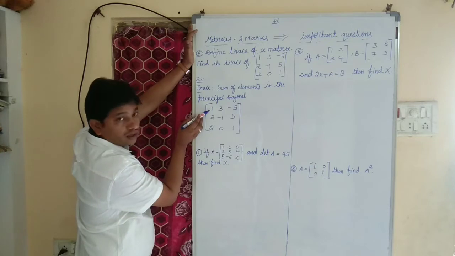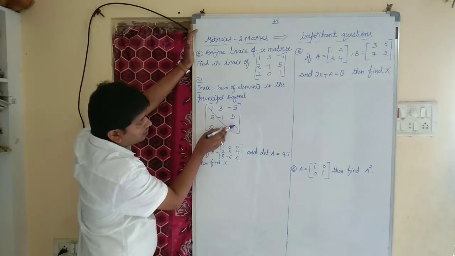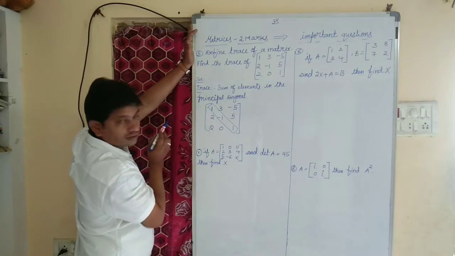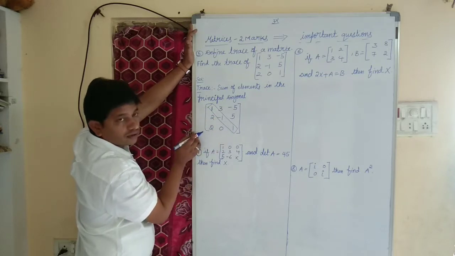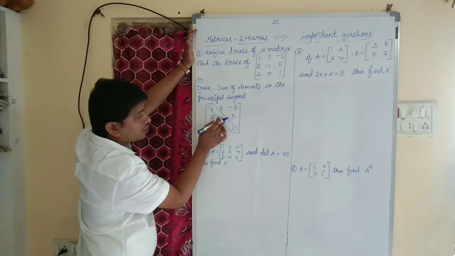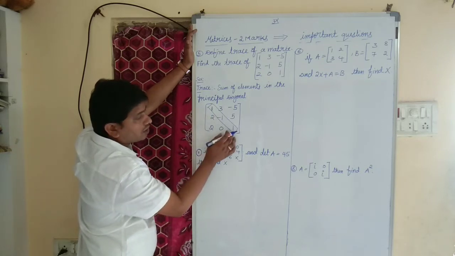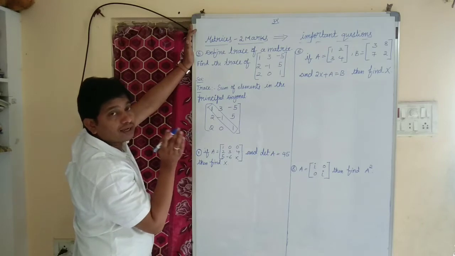First elements from the first row. So this is called our principal diagonal. Right? So what are the principal diagonal elements here? 1, minus 1, 1. I mean first row, first column element, second row, second column element, third row, third column element. So those elements are called principal diagonal elements.